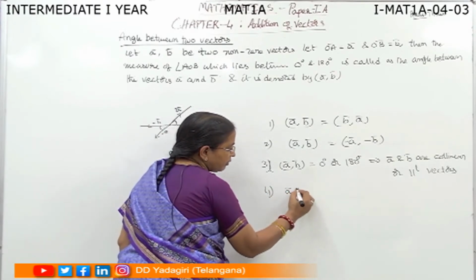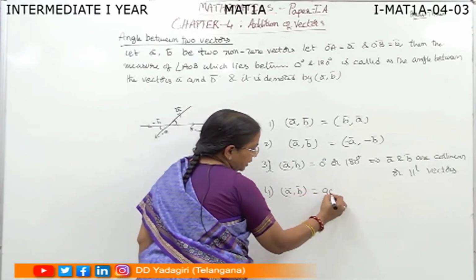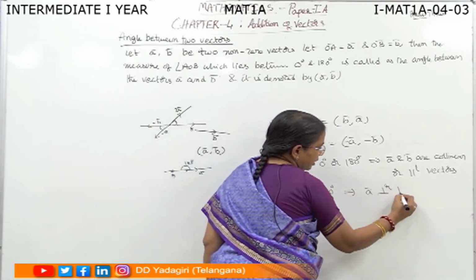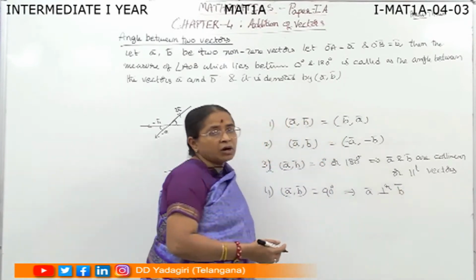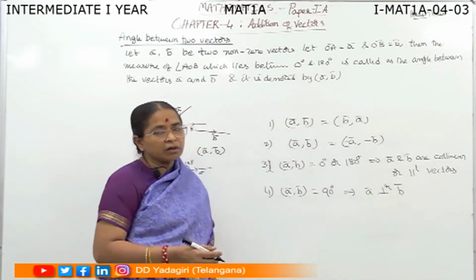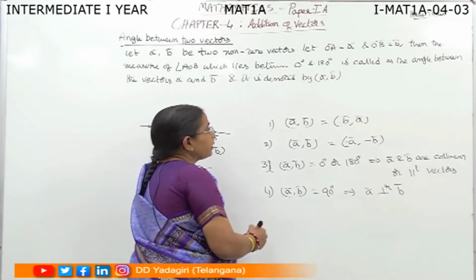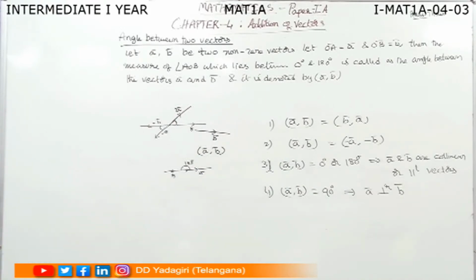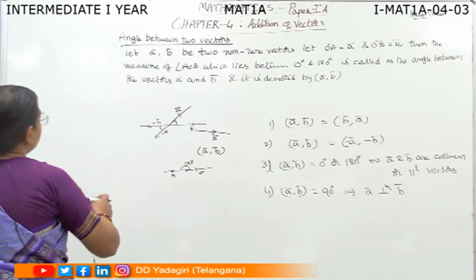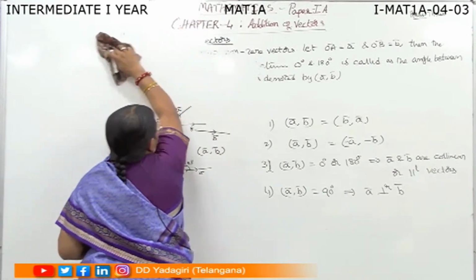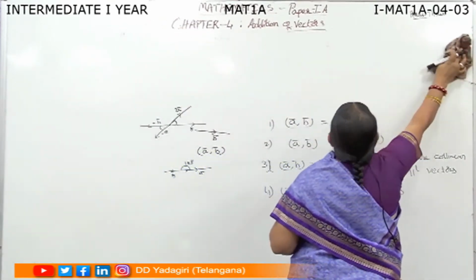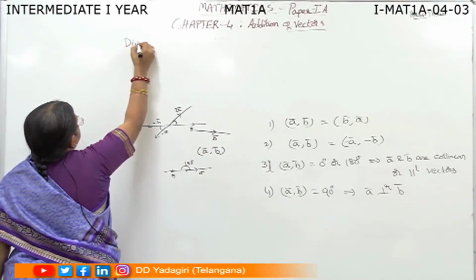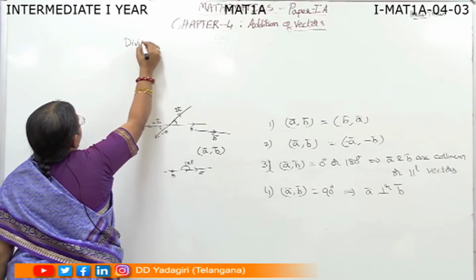Suppose that the angle between A and B is 90 degrees. Then we say that A is perpendicular to B, or A is orthogonal to B. We use this word orthogonal also. This is all about the angle between two vectors. Next is the division formula, which you have in 2 dimensions also. The similar division formula.